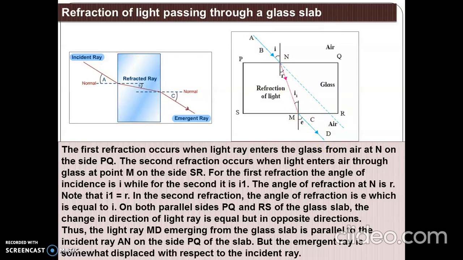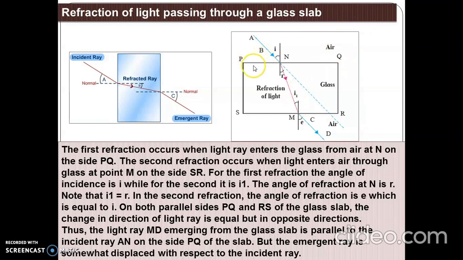For the first refraction, the angle of incidence is I. This is my I. And in the second refraction, the angle of emergence is E. See here, this is E, and this is I. E is equal to I, according to the law. On both parallel sides PQ and RS of the glass slab, the change in the direction of the light ray is equal but in the opposite direction.